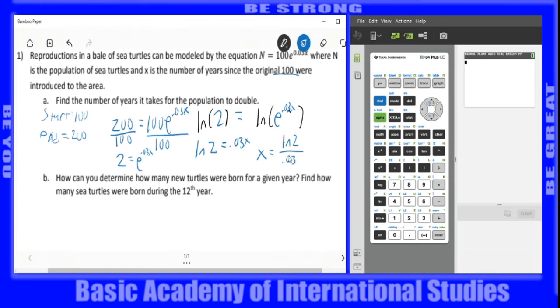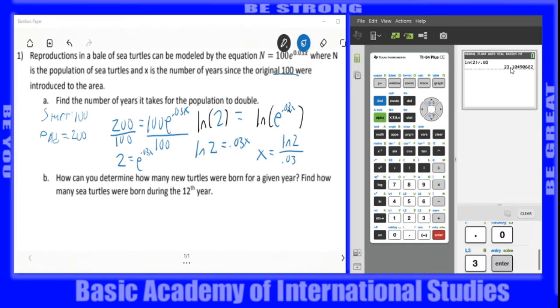Now, in order to get the decimal approximation, if I wanted that, I would simply pull up my calculator as such, and I would type this in exactly as it appears. So natural log of 2 divided by 0.03. Press enter, and there it is. This will take approximately 23 years for the population of turtles to double. So this is approximately 23 years.